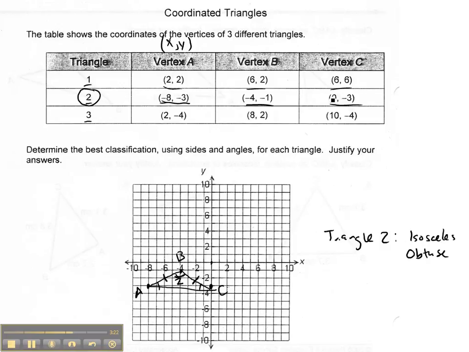So draw triangle 1 and triangle 3 also by plotting the three vertices they give you, and then determine what you would name them based on the angle measurements and the side lengths. Alright, hope that helps.